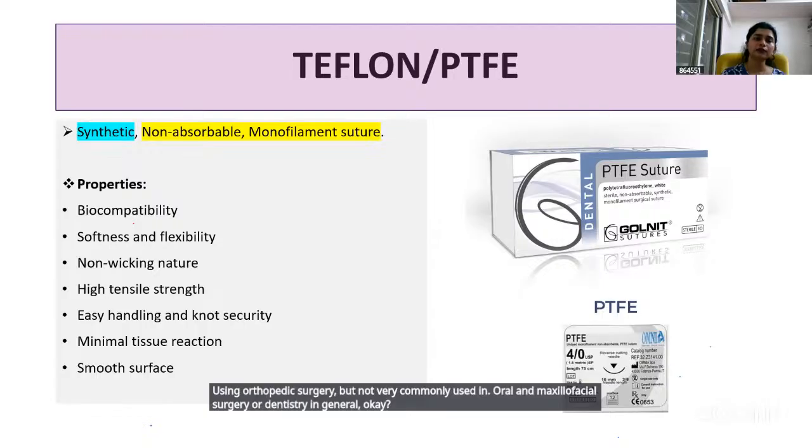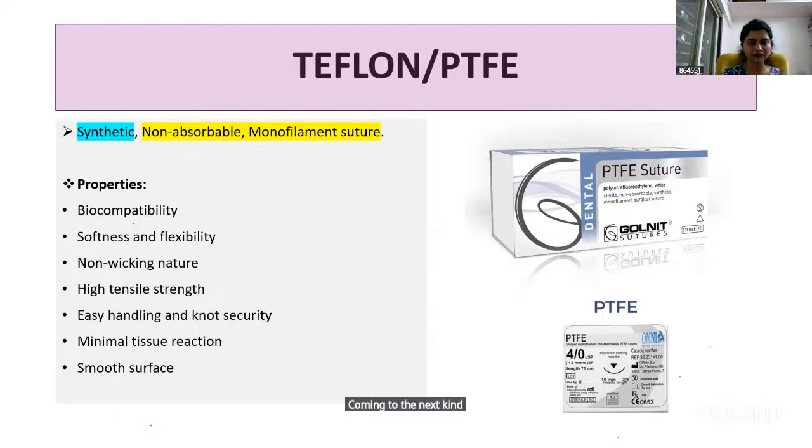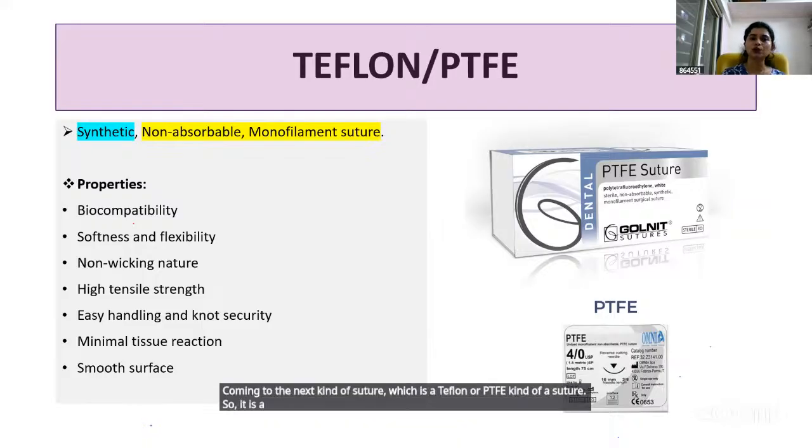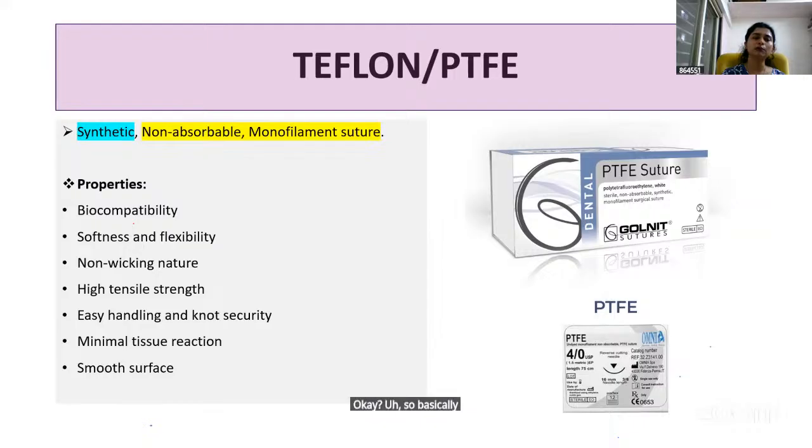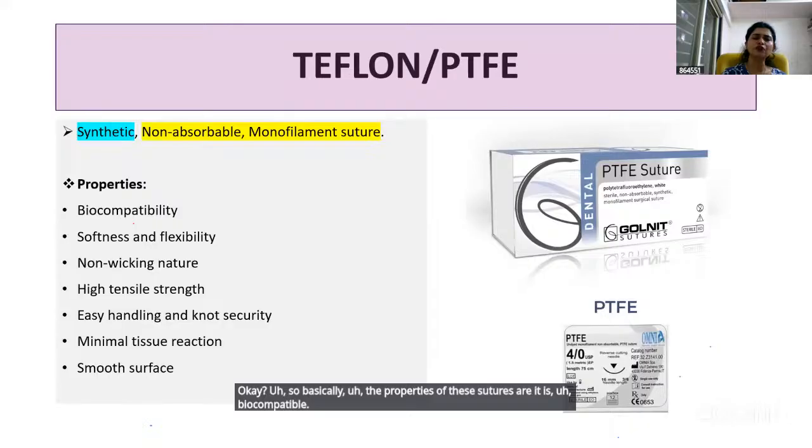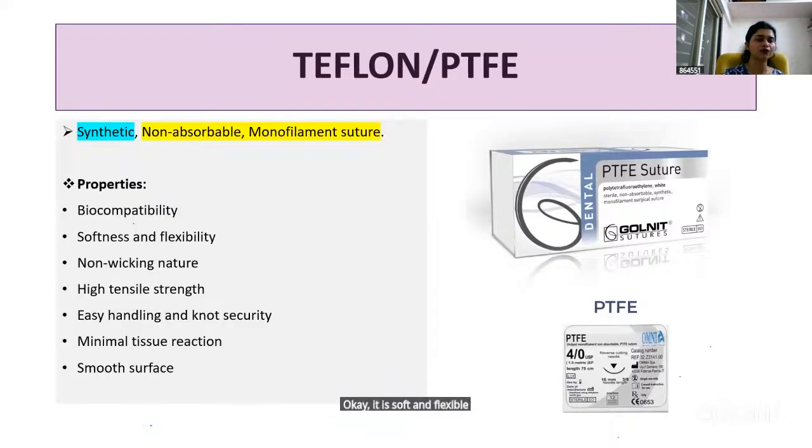Coming to the next kind of suture, which is a Teflon or PTFE suture. It is a synthetic non-absorbable monofilament suture. The properties of these sutures are that it is biocompatible, soft and flexible. The wicking nature of this particular suture is less, that is, capillarity is very, very low, so it is very ideal.